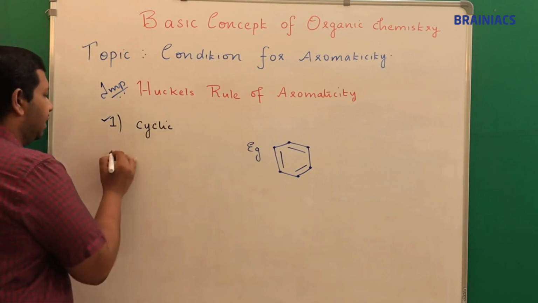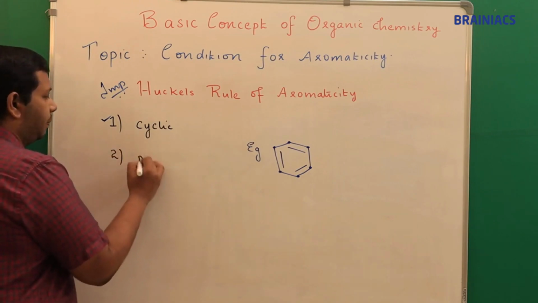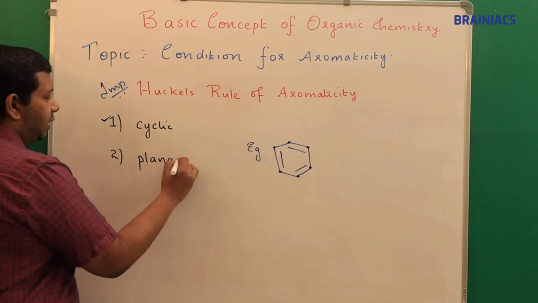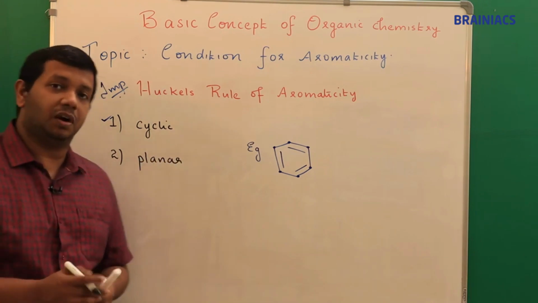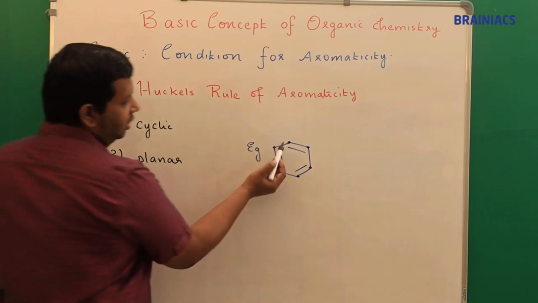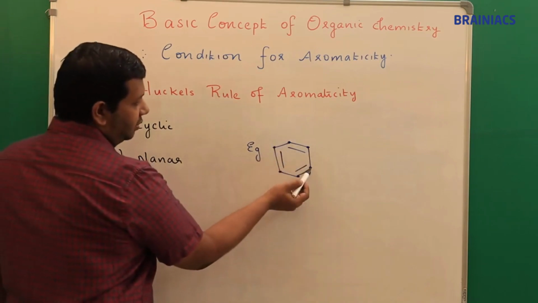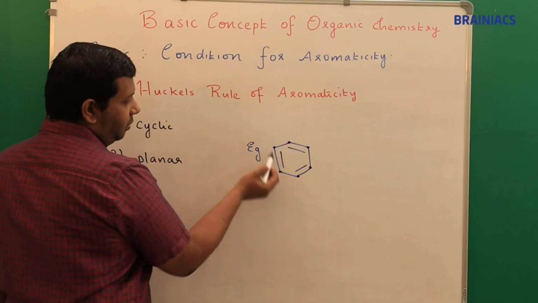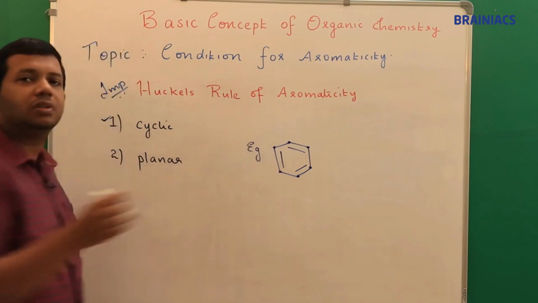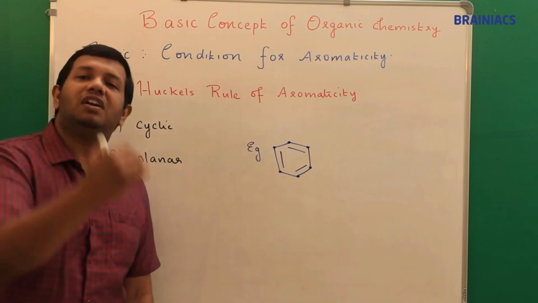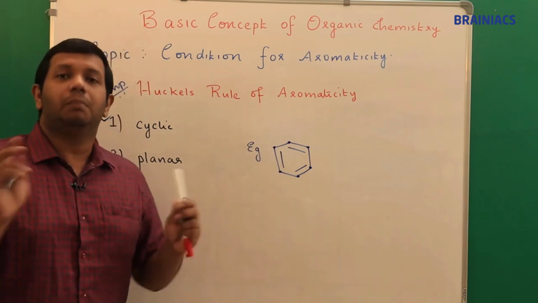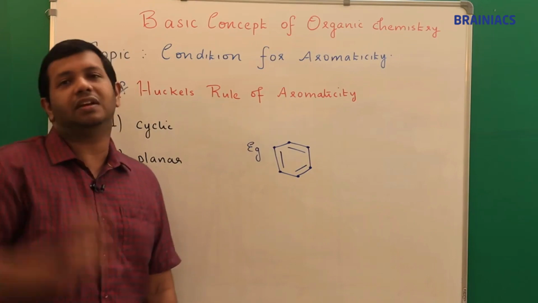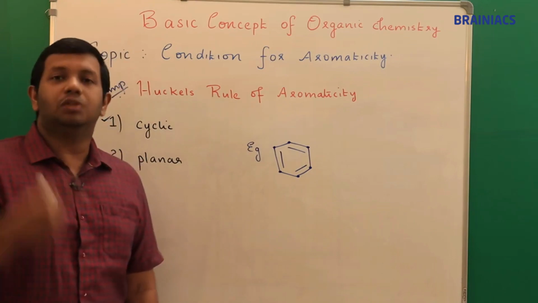Now the next criterion to check whether the given compound is aromatic or not is planarity. Planarity means the ring structure, all these six carbons, should lie in one single plane. It can be a horizontal plane or a vertical plane, whatever it be, but it should be in one single plane. Understood?